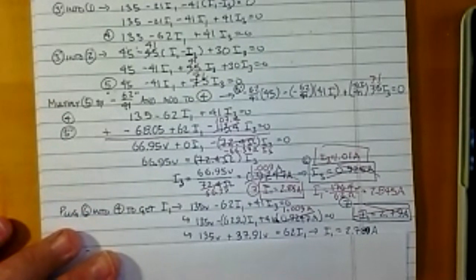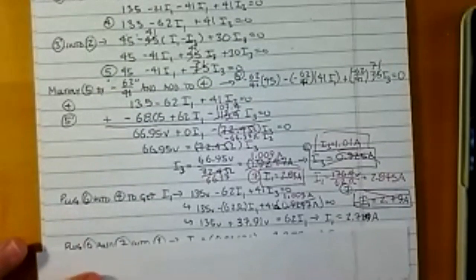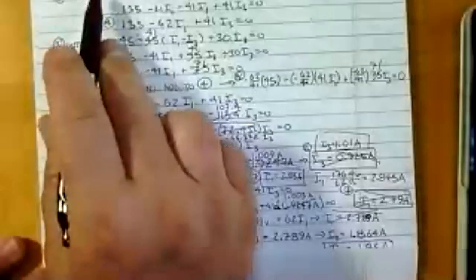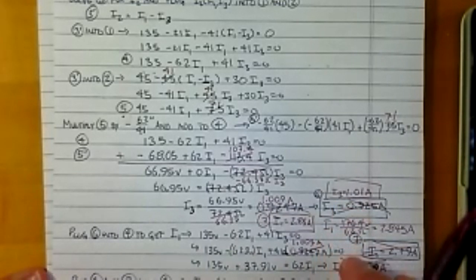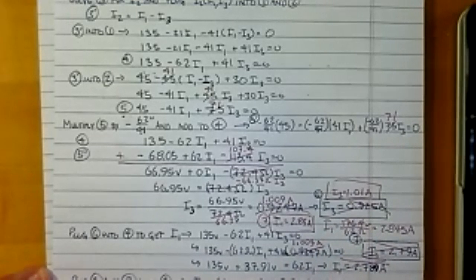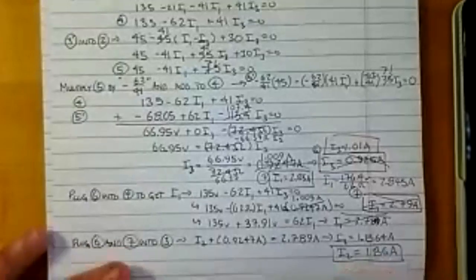and find out what I2 is. So actually, just solve for I2. Now the good news is I've already done that. And basically you could just say, looking back up here, I2 is just I1 minus I3. So really all I have to do is take I1 minus I3, which would be 2.845 minus 1.009, and I'll get 1.836, which is pretty close to my final answer anyways.